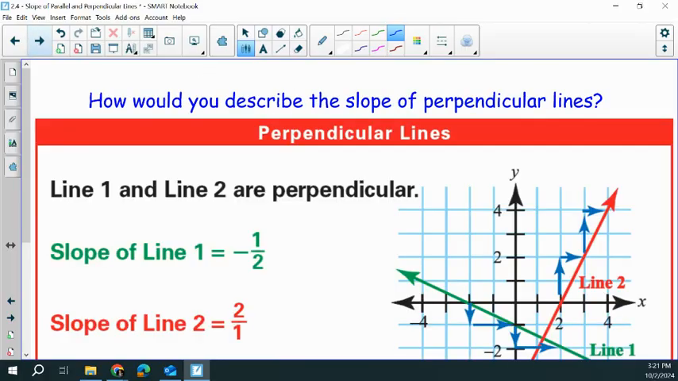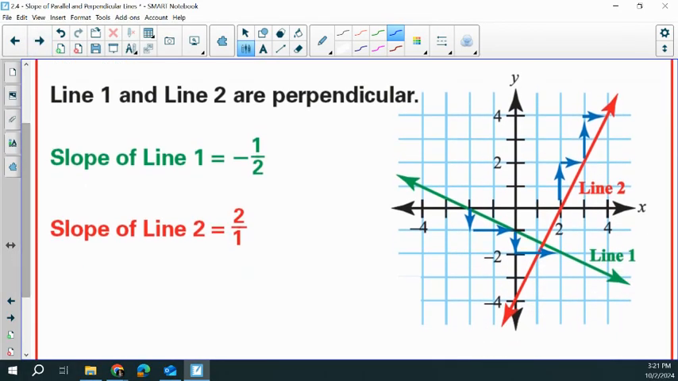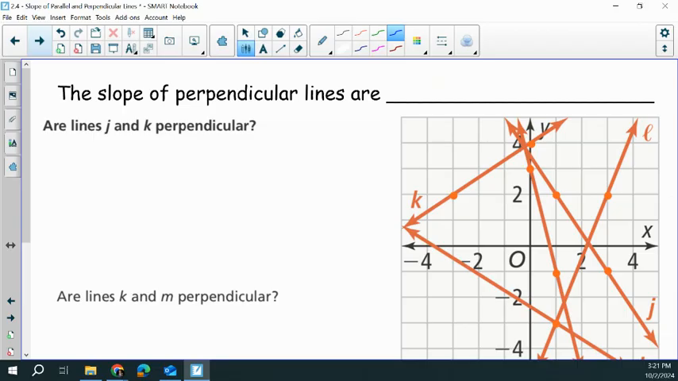Next one we're going to look at is perpendicular lines. We know from earlier in this unit that perpendicular lines cross at a 90-degree angle. If I look at these two examples, line 1 has a slope of negative 1 over 2, so it goes down 1 over 2. Line 2 has a slope of 2 over 1, so it goes up 2 over 1. So the relationship to get from one to the other, we say that the slopes of perpendicular lines are opposite reciprocals.